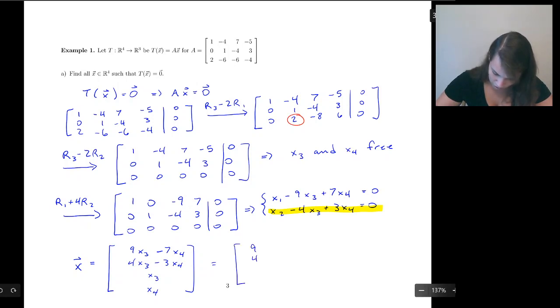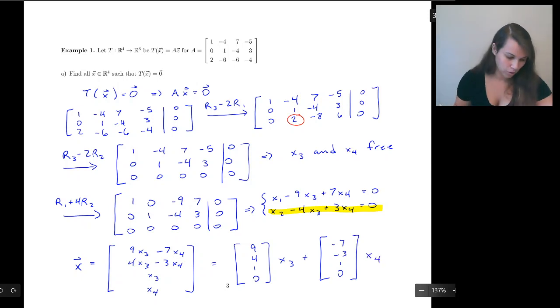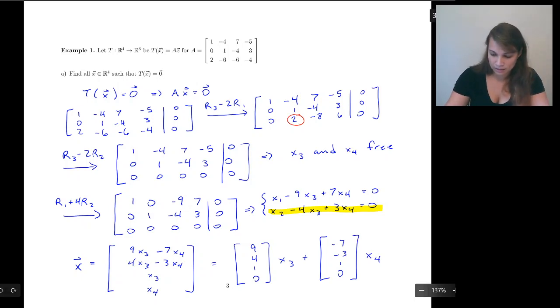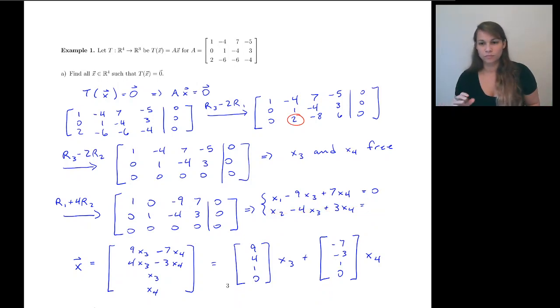9, 4, 1, 0 for x3 plus negative 7, negative 3, 1, 0 times x4. And then what's another way we could think of this? We could think of it as the span for these two vectors here, if we really wanted. But we're going to go ahead and stop here for our solution. Okay.